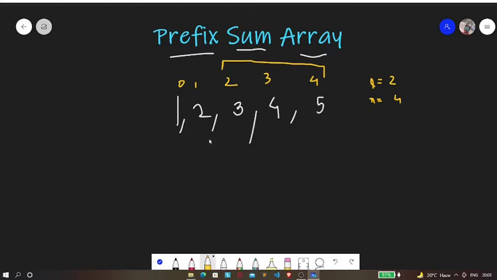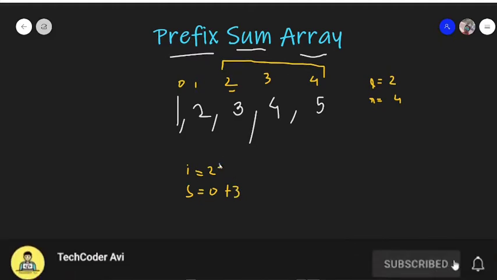So now what you are going to do, at first you are going to have a variable. Let's consider it to be I. Initially, I will be pointing to L, that is index 2. Then we are going to have a sum, which we initialize to 0. Since I is pointing to index 2, we are going to add this element to our sum, and then we are going to increment I by 1, and hence it will become 3.